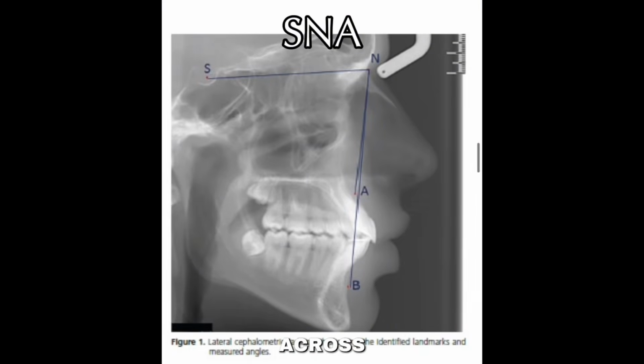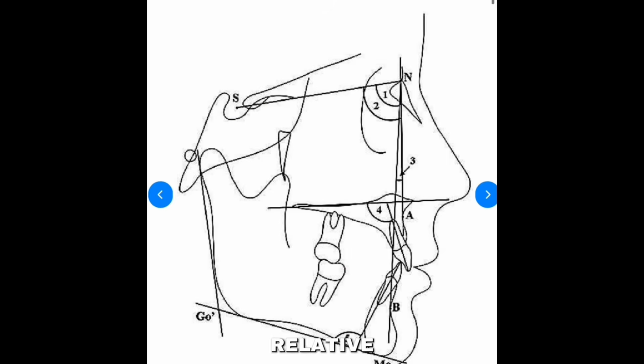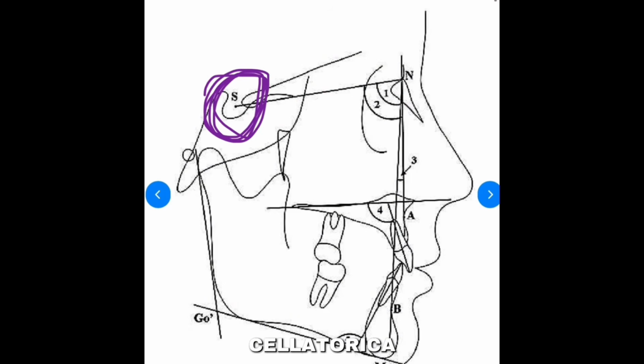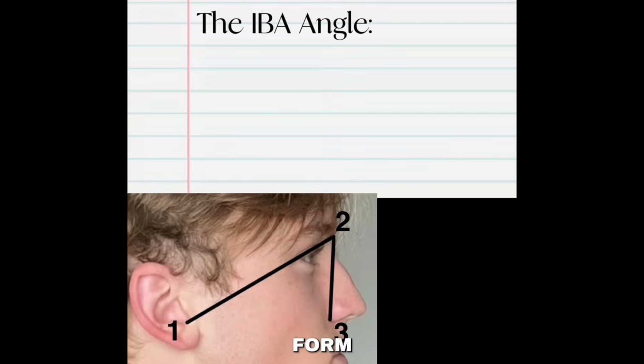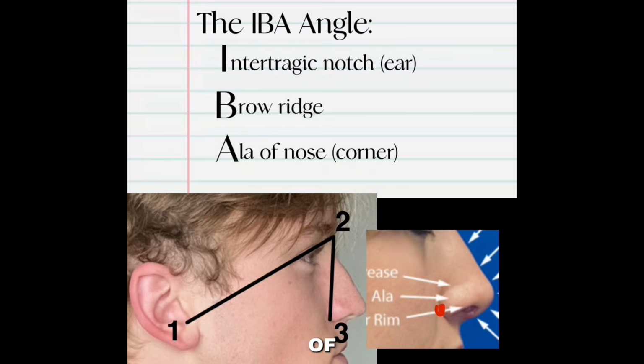That's when I came across the S&A angle, which was designed to measure the anterior positioning of the maxilla relative to the cranial base. But not everyone at home has an X-ray to pinpoint their sella turcica, the sphenoid, etc. So I developed an angle very similar to the functionality of the S&A so that everyone can easily track their maxillary progress at home. I've called it the IBA angle, or an angle formed from the inner tragic notch of your ear to your brow ridge to the innermost corner of the alar of your nose.